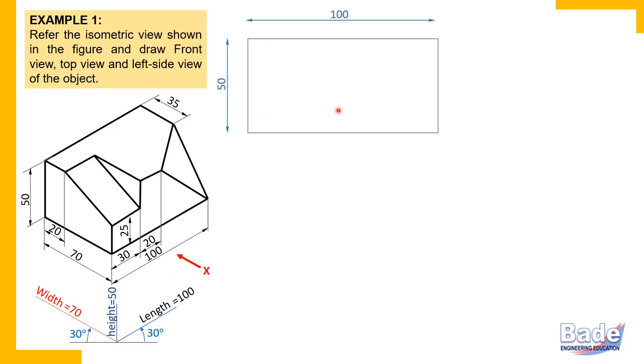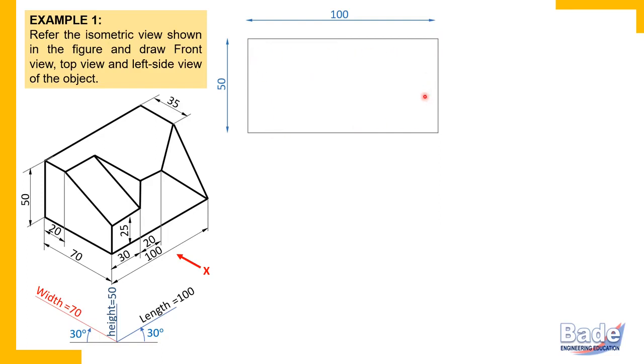Remember, at this stage, we have no intention to draw the edges of the object. We are not drawing the edges of the object. It's just a rectangle which envelops the front view we are going to draw. So the front view we are going to draw in this rectangle.